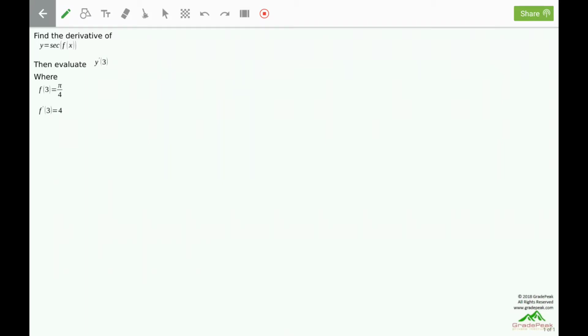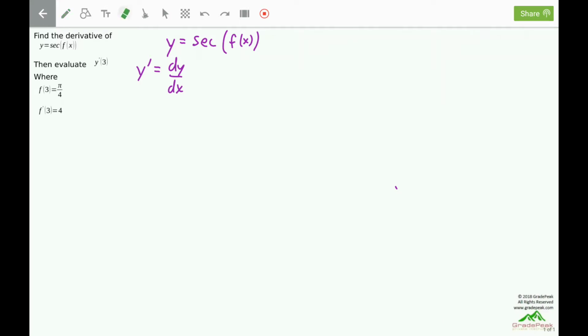Find the derivative of y equals the secant of f of x, then evaluate y prime of 3, where f of 3 is pi over 4 and f prime of 3 is 4. Y here is the composition of two functions, the secant of some unknown function f of x. F of x is inside of the secant. That means the derivative, y prime or dy dx, will involve the chain rule.